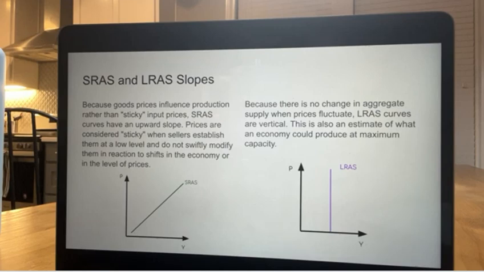So next is long-run aggregate supply. And because there is no change in aggregate supply when prices fluctuate, long-run aggregate supply curves are vertical. This is also an estimate of what an economy could produce at maximum capacity. And as you can see from the image, there's a vertical long-run aggregate supply graph.